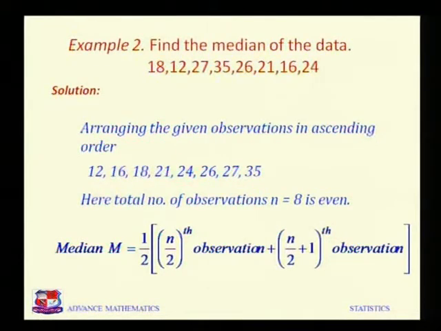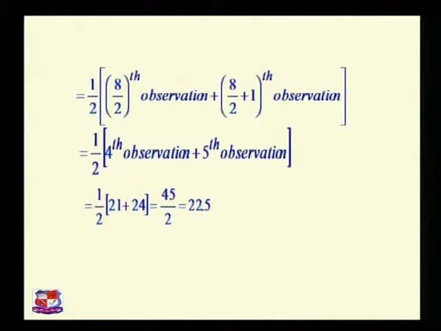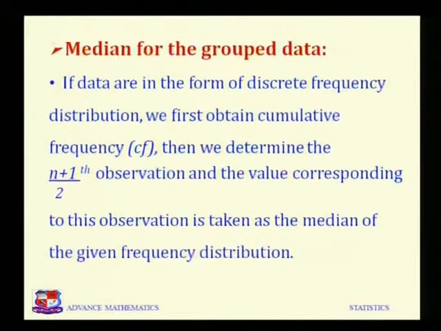Median M is equal to 1 by 2 times, as we have seen in the above formula, the n by 2th observation plus the n by 2 plus 1th observation. We will put the values of n. 1 by 2, here our n is 8, so 8 by 2 plus 8 by 2 plus 1 observation. So 8 by 2 observation will become the 4th observation, plus 4 plus 1, that is the 5th observation. So what are the values on the 5th and 4th observation? Here we have to check that.